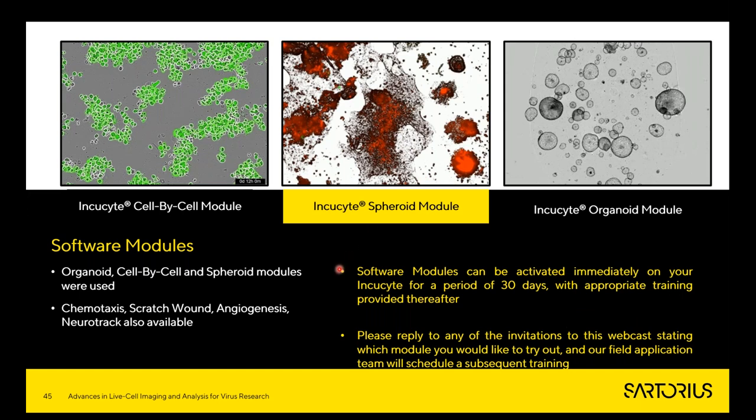Also, a large number of the data presented during today's webcast were obtained using Incucyte's basic analysis software. But for a few assays, we used specific software modules on the Incucyte: the Cell-by-Cell module, the Spheroid module, and the Organoid module. For those with an Incucyte system who are interested in trying out one of these software modules, you can contact your local technical sales representative to request a 30-day trial period.